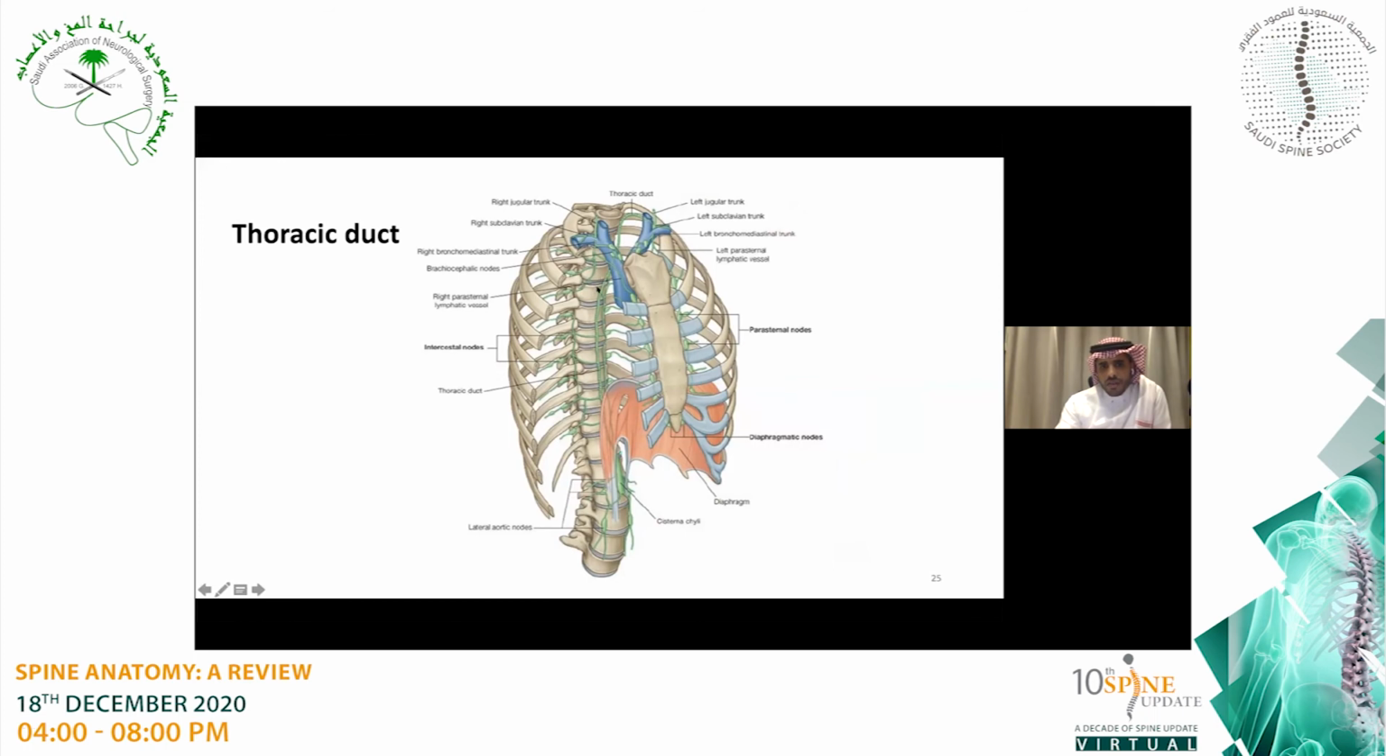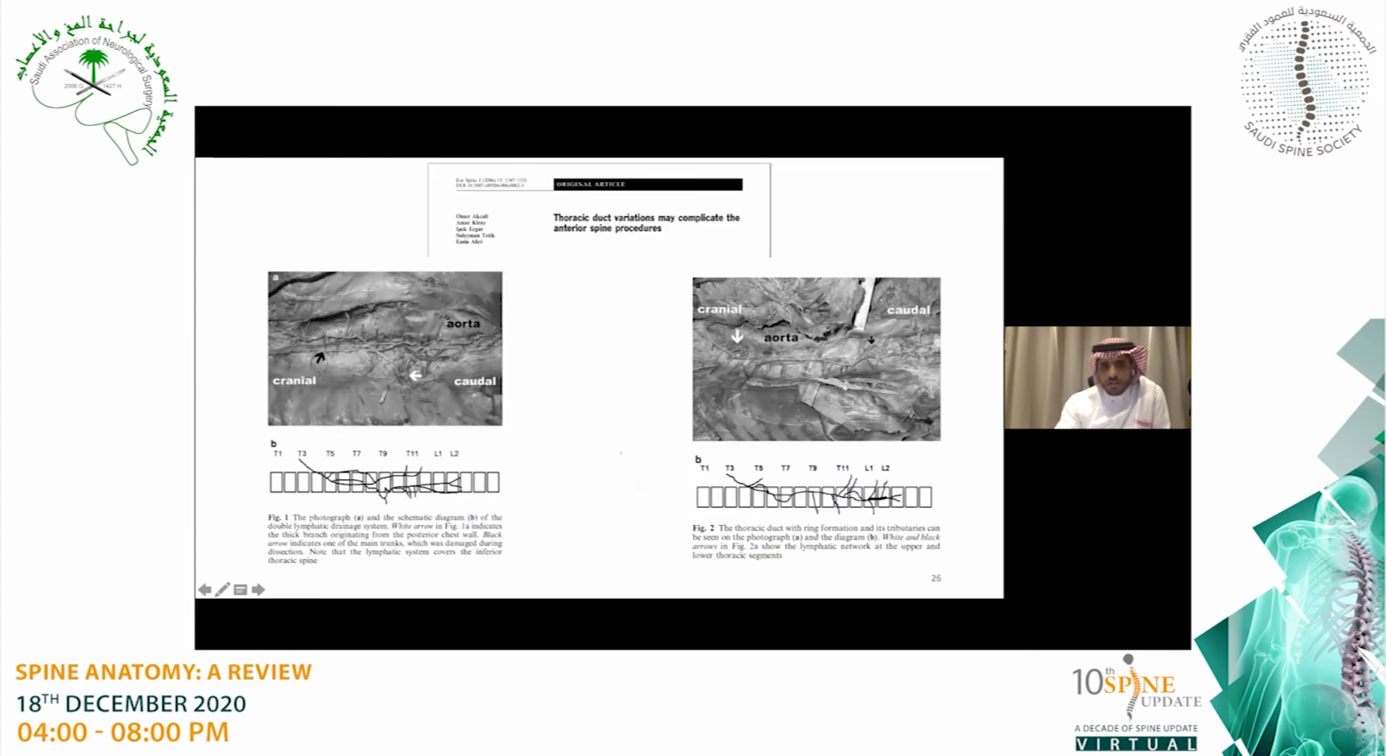This is the thoracic duct. We can see it also lies in front of the spine. It will be between the azygos vein and the aorta. There is a lot of variation in the position and the number of ducts reported in the literature. We can see clearly that it comes from T3 up to L2, but it could be one or it could be two on each side.